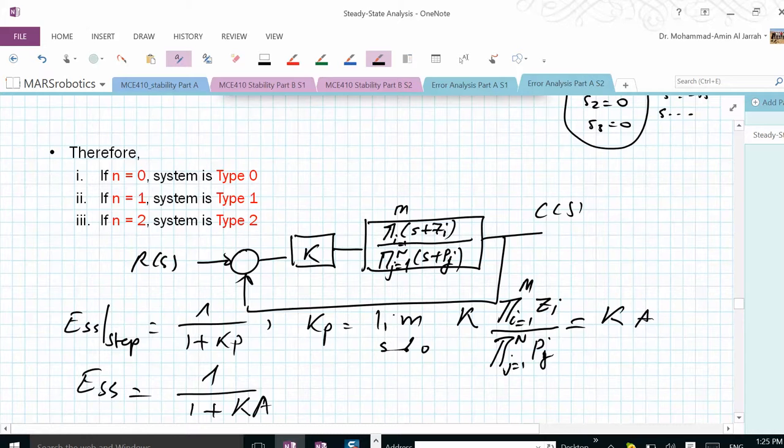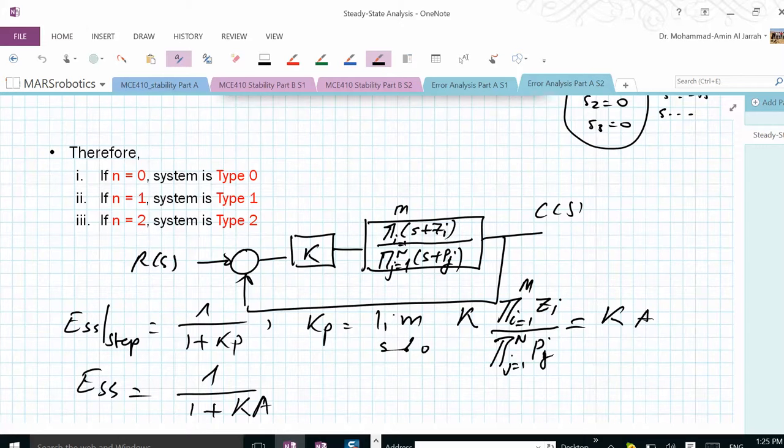Now we can see K as a gain that we can put in the system. As K increases here, what happens to the error? It decreases. So with simple proportional feedback, just by increasing K, we reduce the error. This is our analysis for the step, where we have a constant error. So as I increase K, the error will decrease.